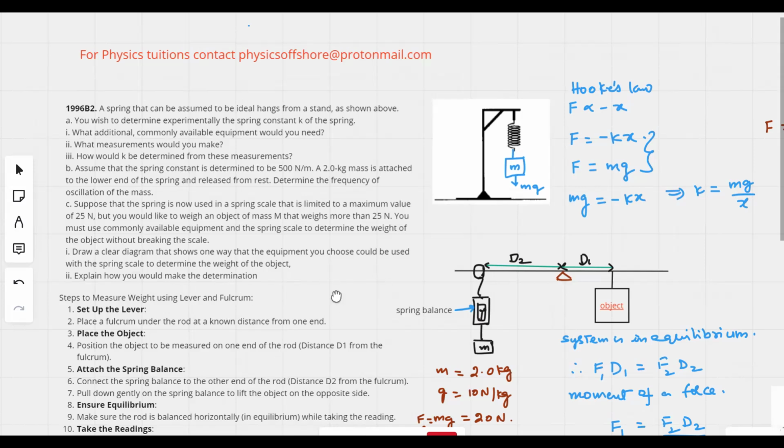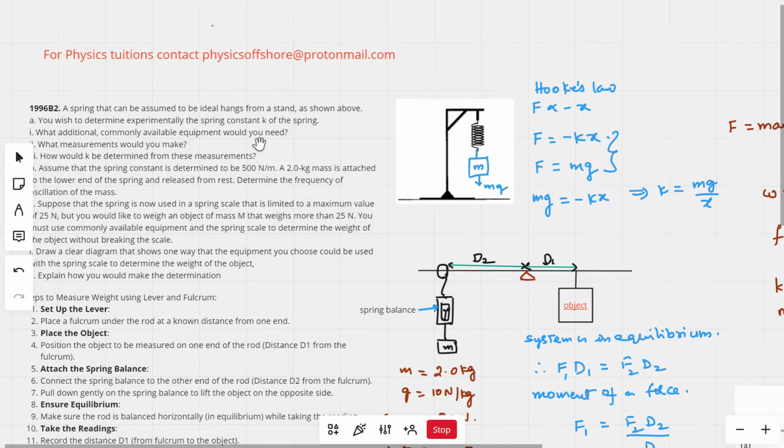So here, in the first bit, we have to find out the spring constant or the force constant of the spring. For that, we have to use Hooke's law. According to Hooke's law, the restoring force is proportional to the displacement. Here, the displacement means the stretch in the spring. When you hang a mass on the spring, it stretches because of the force. Here, the force is the weight of the mass.